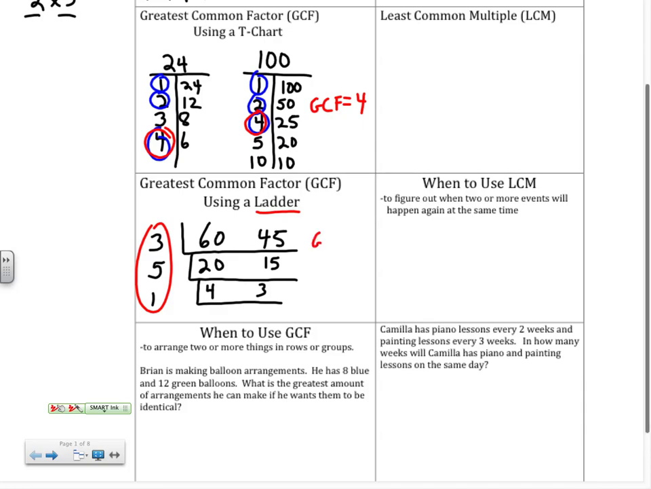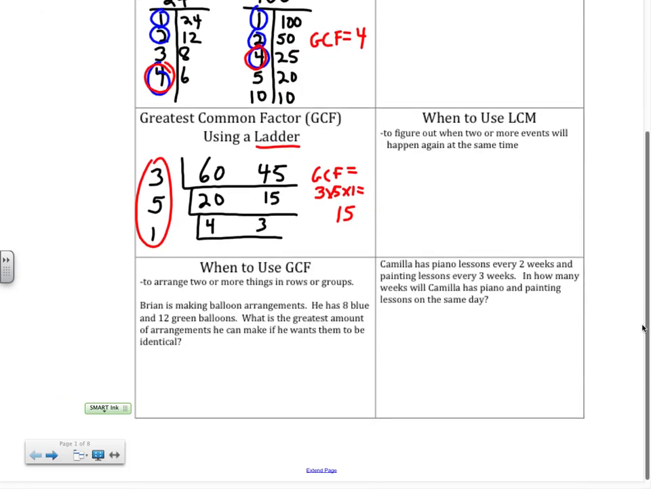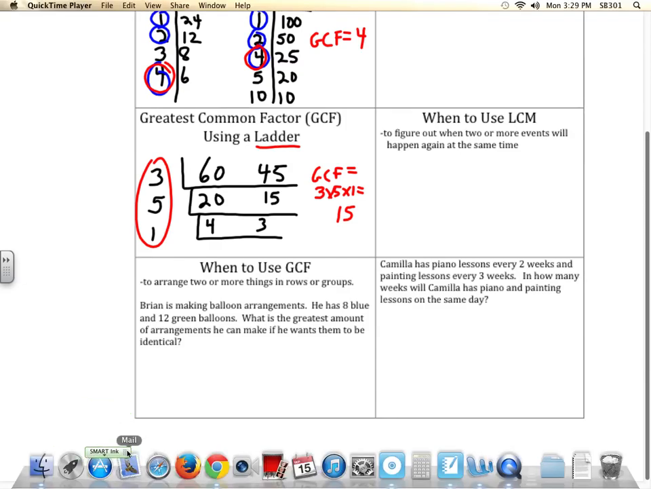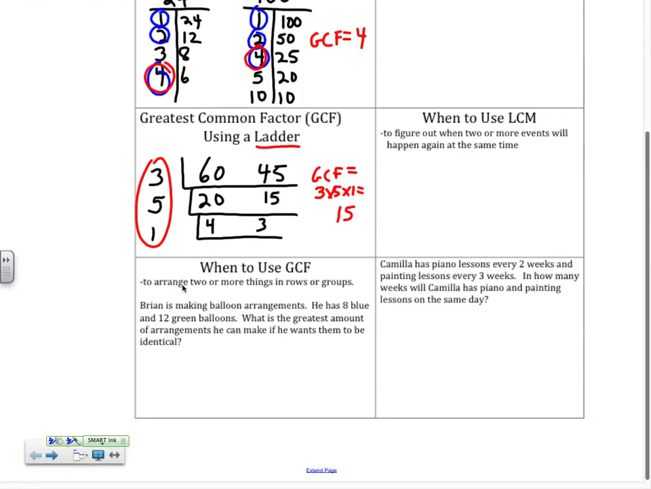So the GCF equals 3 times 5 times 1, which is actually 15. Okay, so that's another way where you don't have to list all the factors. All right, so let's look at a problem. When do we use GCF? Well, we use them when we want to arrange two or more things in rows or groups.